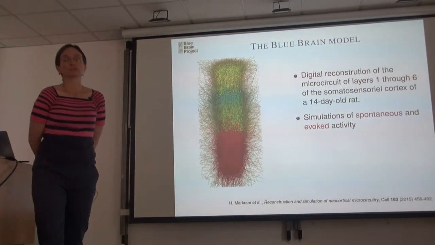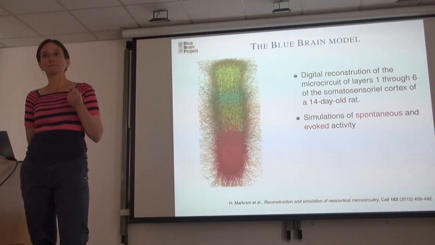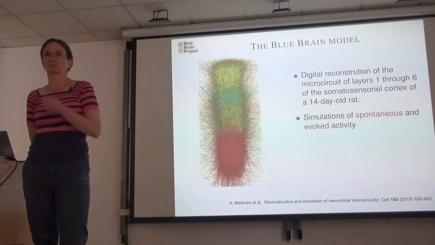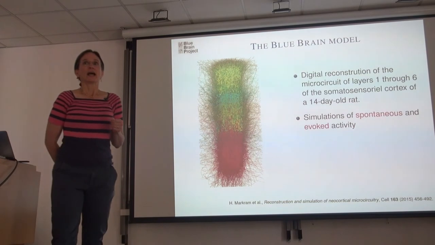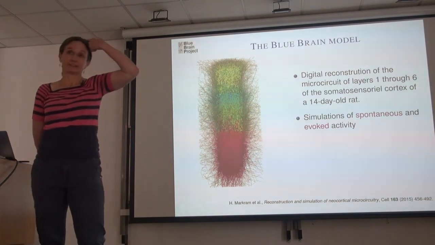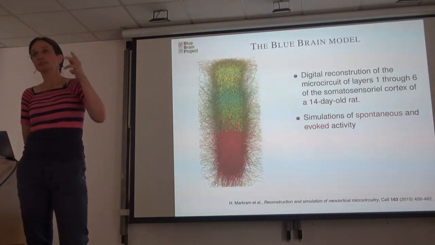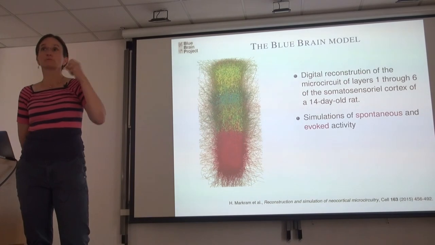So what they've done thus far is a digital reconstruction of part of the brain of a 14-day-old rat, a specific species of rat. It's part of what's called the somatosensorial cortex, which is roughly here if it were your brain, where the brain of the rat starts processing sensory information from the outside.